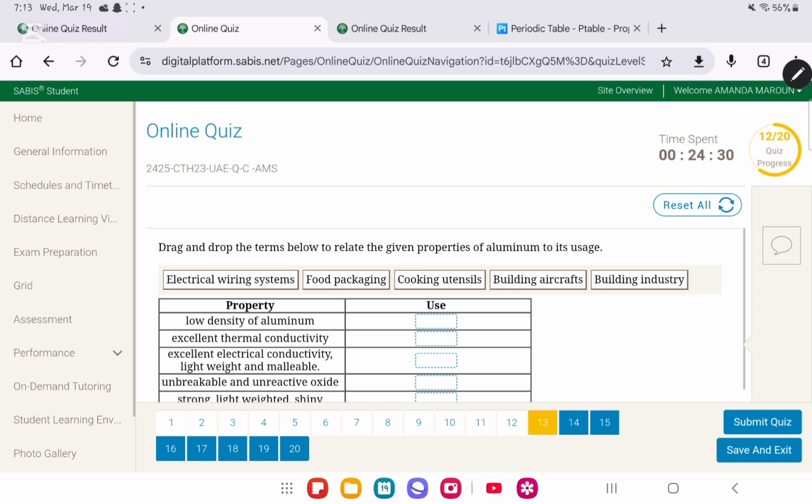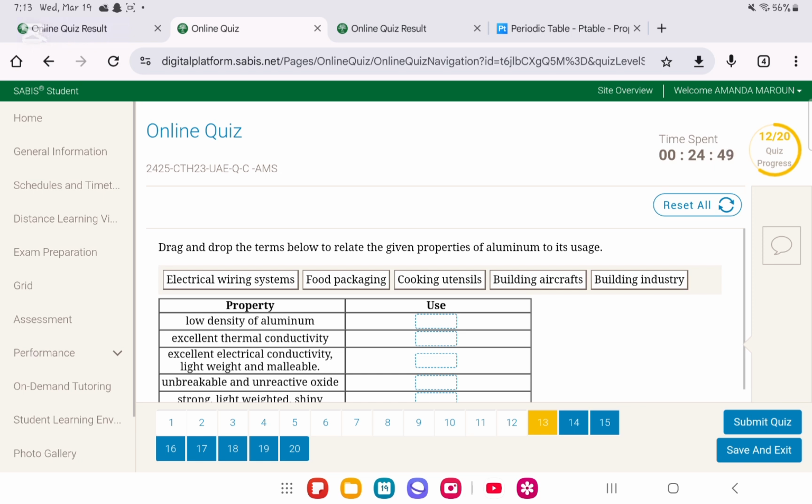And question number 13 here, this is a very interesting question. So they said, drag and drop the terms below to relate to the given properties of aluminium to its usage. So, low density of aluminium.